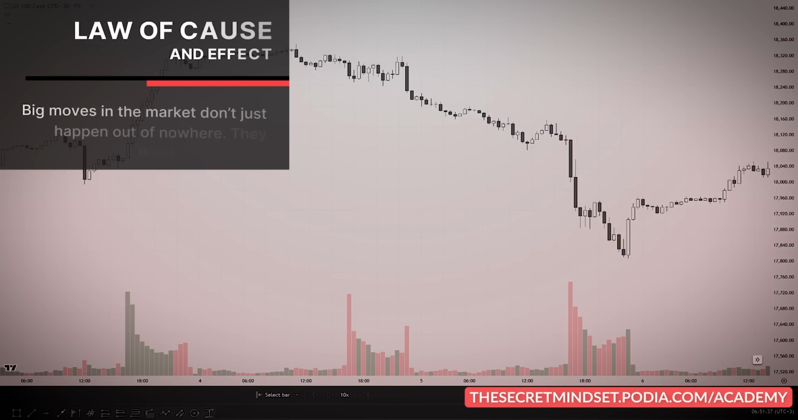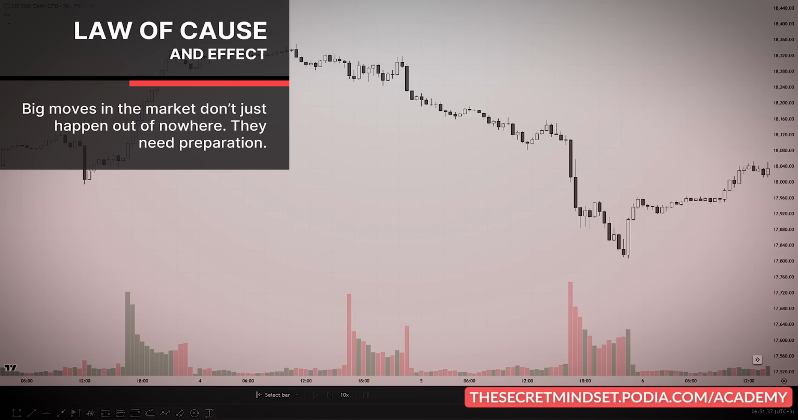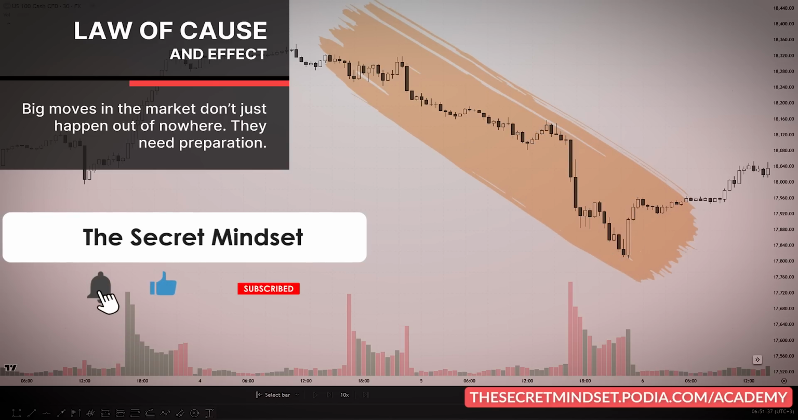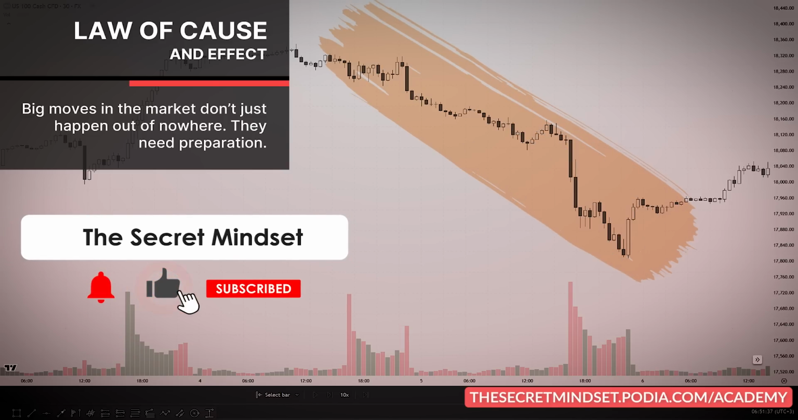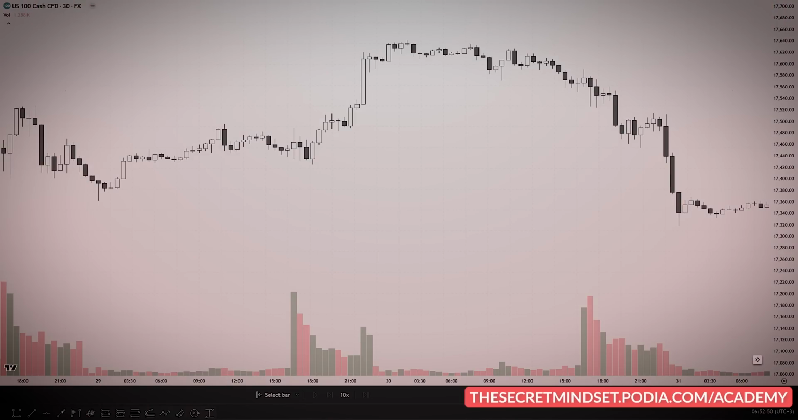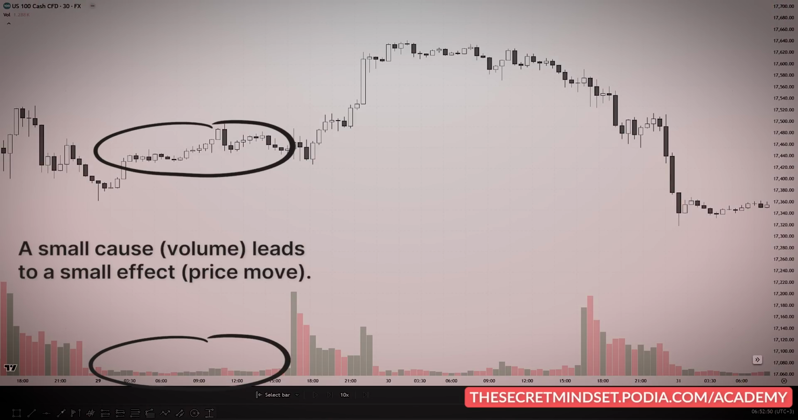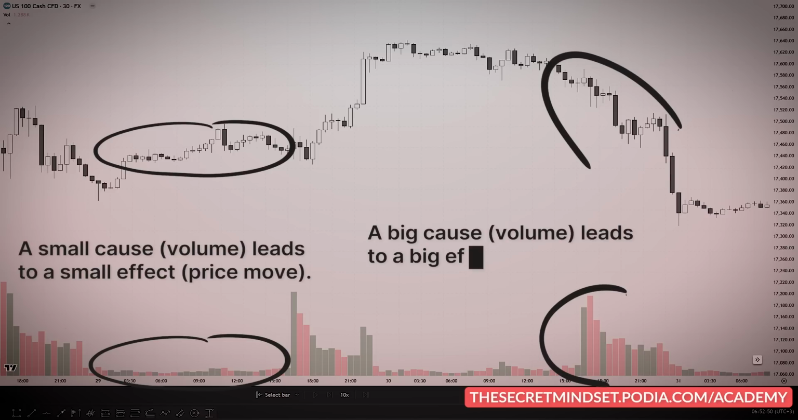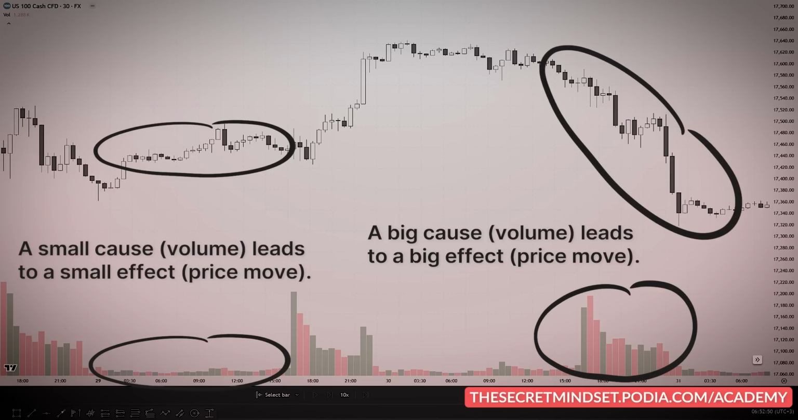The law of cause and effect tells us that big moves in the market don't just happen out of nowhere. They need preparation. It's like a rocket launch. Before a rocket can take off, it needs a lot of fuel. In the market, that fuel is buying or selling pressure, building up over time. The size of the cause determines the size of the effect. A small cause leads to a small move. A big cause can lead to a big move.